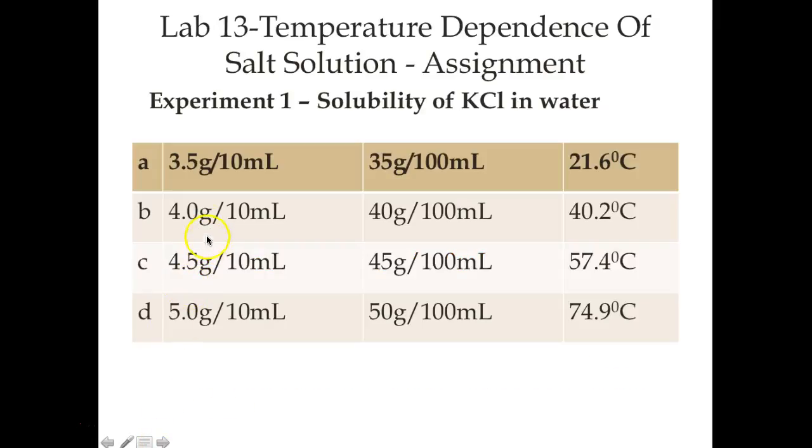This is what the data for KCl will look like. At room temperature, 21.6 degrees, 3.5 grams is dissolved into 10 mL. If I multiply the numerator by 10 and the denominator also by 10, it comes out to be 35 grams per 100 mL. Now when I increase the amount of solute to 4 grams, the corresponding temperature for solubility is 40.2 degrees centigrade. That corresponds to 40 grams of KCl in 100 mL of water. Similarly, for 45 grams it's 57.4, and for 50 grams it's 74.9.